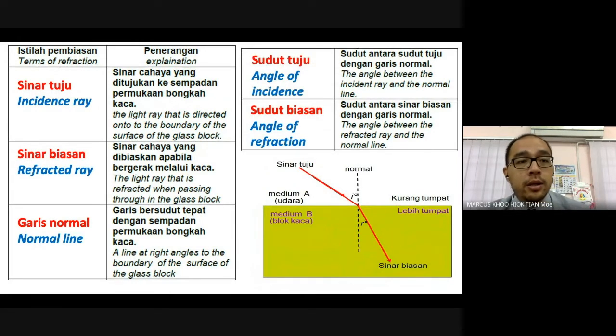The incident ray is the light ray that is directed to the boundary. The refracted ray is the ray that is refracted after it passes through the glass block. The normal line is a line at right angle, or 90 degrees, to the boundary. The angle of incidence is between the incident ray and the normal line. And the angle of refraction is the angle between the refracted ray and the normal line.